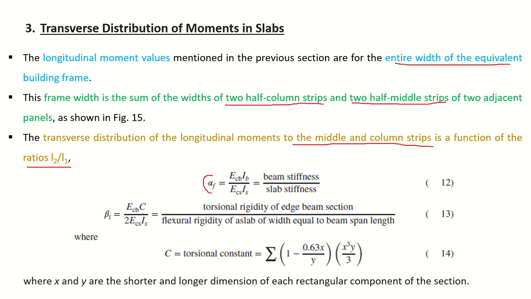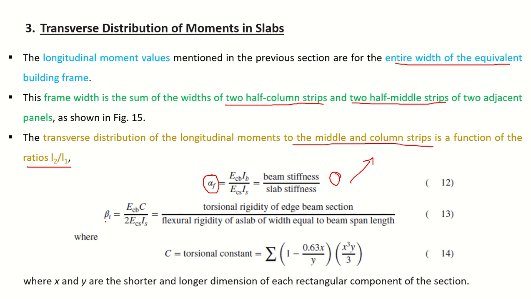Please keep in mind, now we are talking about the stiffness ratio of beam to slab. Okay, if there are no beams, then this will be equal to 0, and if the beam is very stiff as compared to slab, then it will go as high as the values depend.